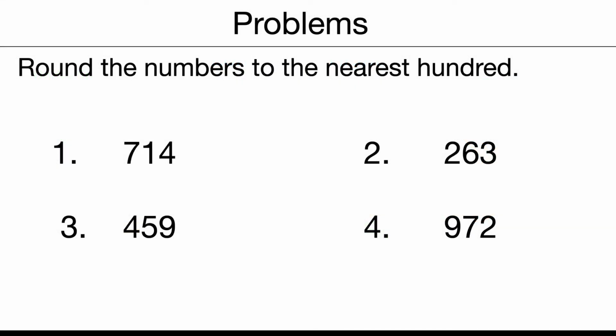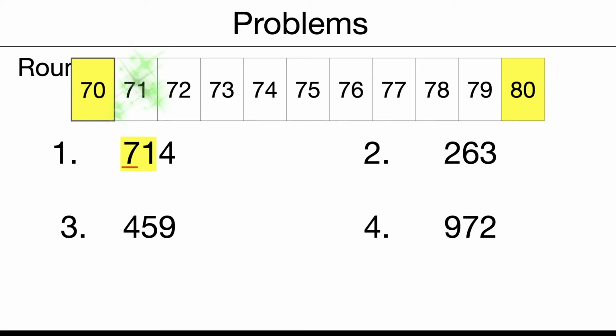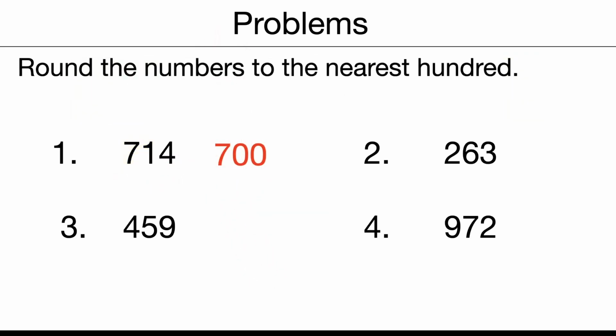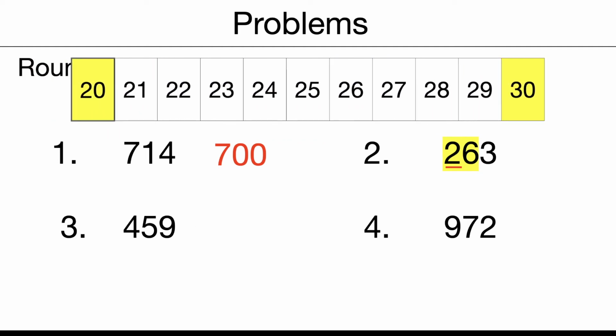Okay, so let's do some problems. The directions, round the numbers to the nearest 100. Number 1, 714. We're going to underline, box. We're going to round the 71 to 70. We get our 70, and then we're going to turn that 4 into a 0. So 714 rounds to 700. Number 2, we underline, box. 26 rounds up to 30. Turn the 3 into a 0. And 263 rounds up to 300.